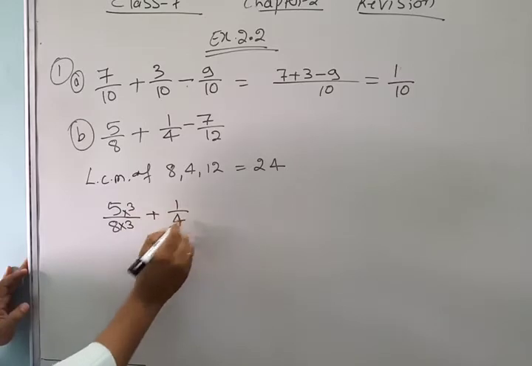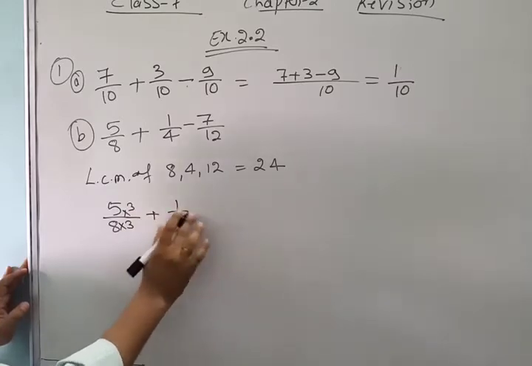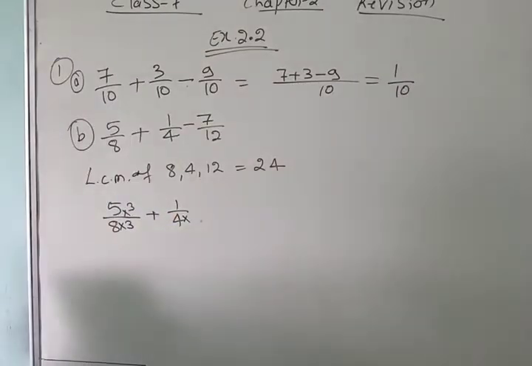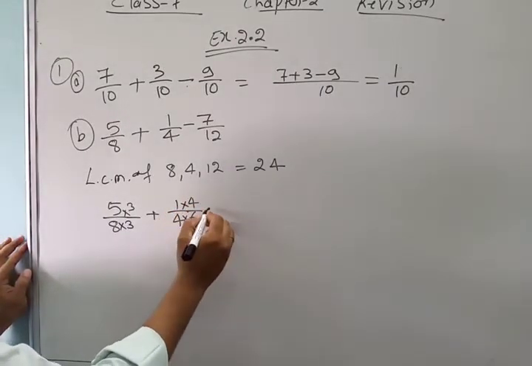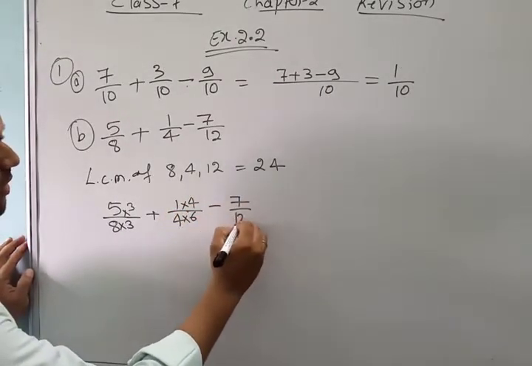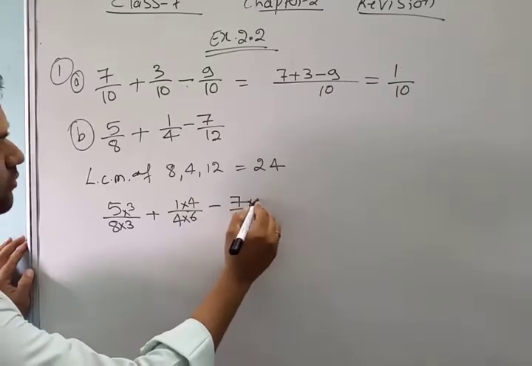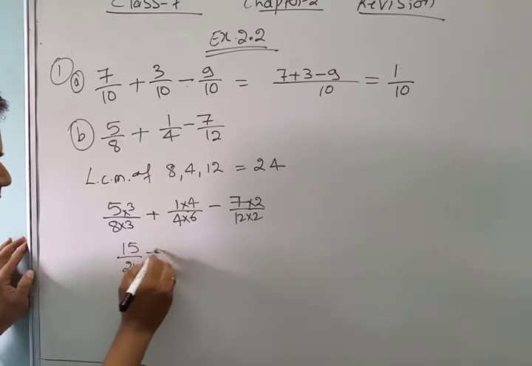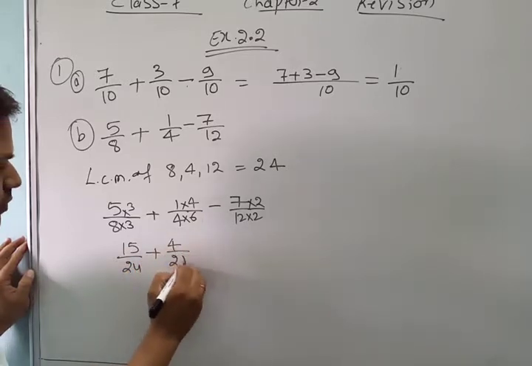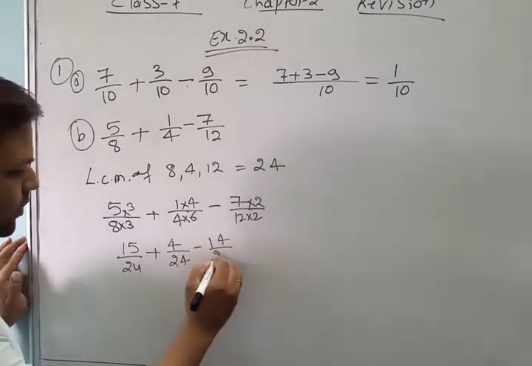1 by 4, 4 में किसका मल्टीप्लाई करेंगे? So it will become 24. 4 sixes are 24. So multiply by 6. 7 by 12, and 12 when you multiply by 2 it will become 24. So it is 15 upon 24, 6 upon 24, 14 upon 24.